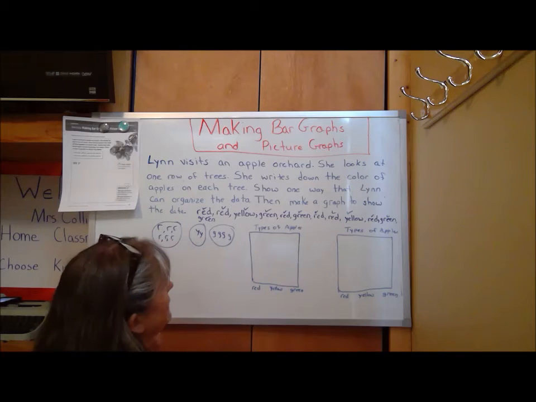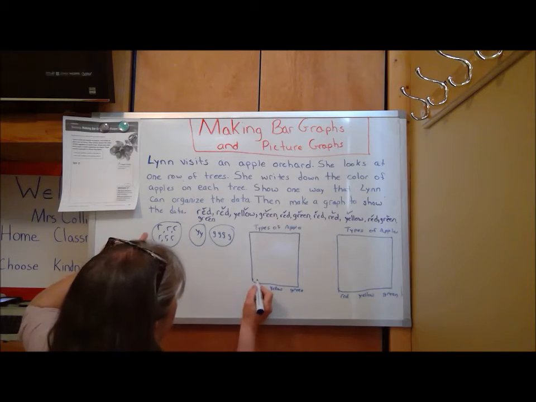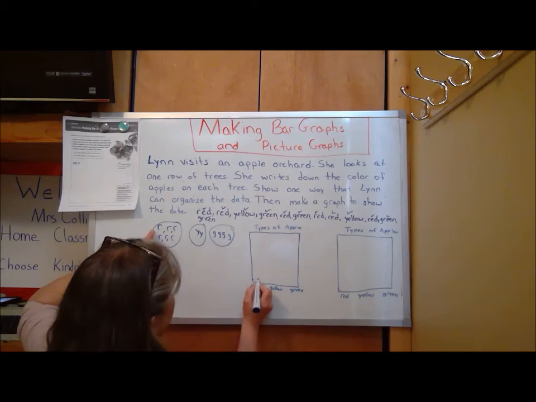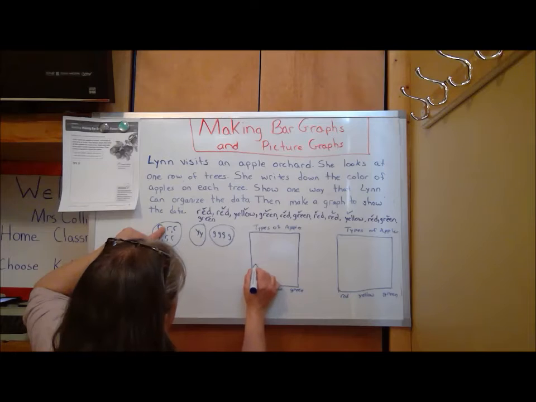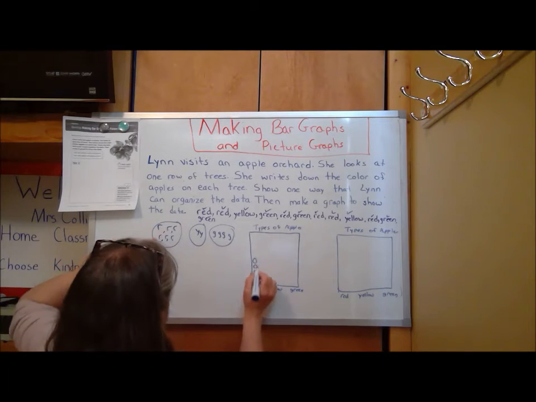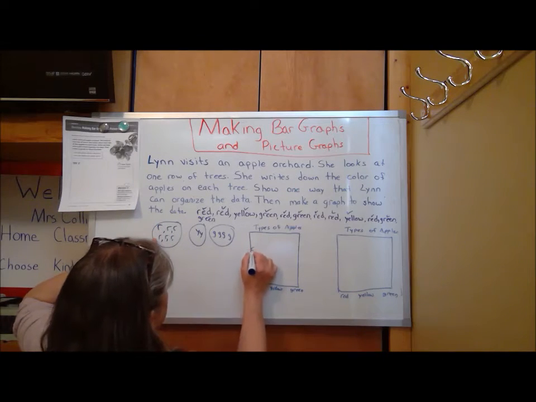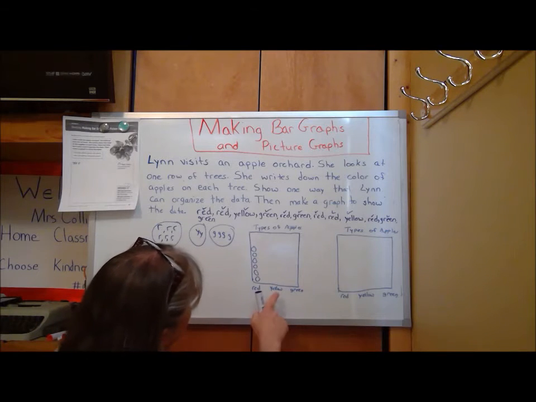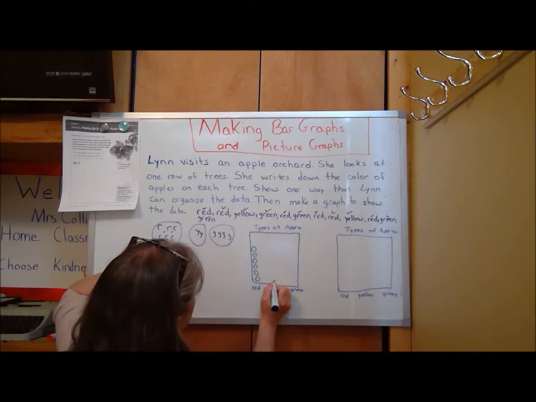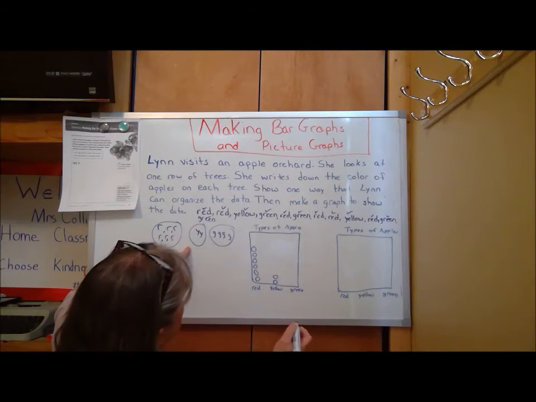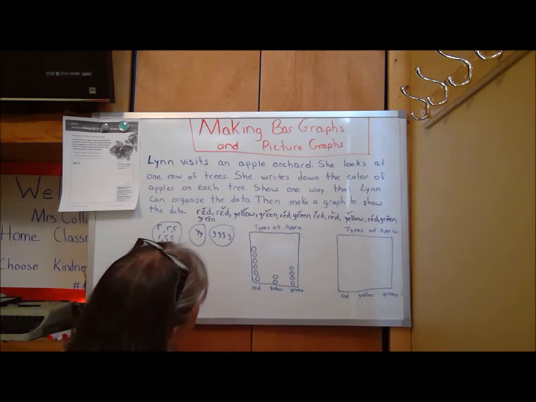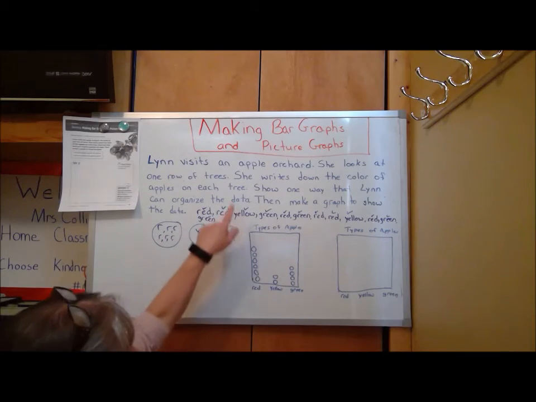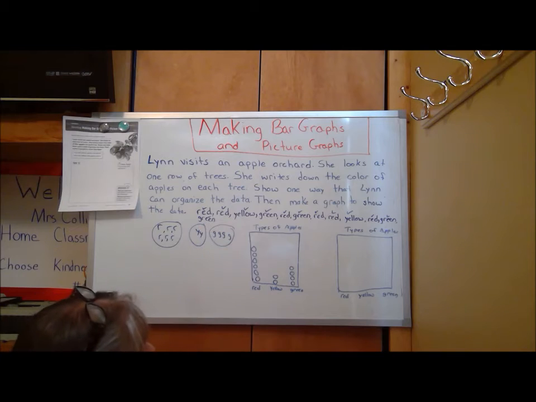Okay, so now I'm just going to work on this one for a minute. So my picture graph has pictures. So I'm going to draw one apple for every red I have. So there's one red, two reds, three reds, four reds, five reds, six reds. And the yellow, I have one yellow, two yellows. And the green, I have one green, two greens, three greens, four greens. Okay, so that's my picture graph.